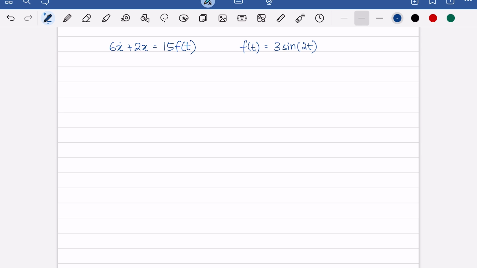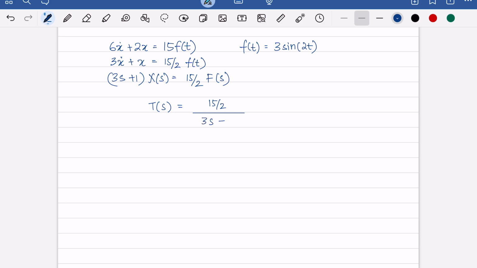General practice: it's always a good idea to convert to standard forms when you start using these laws and mathematical representations given to us by mathematicians before us, and we're just using their results. So in this case, the standard form would be 3x dot plus x is equal to 15 by 2 f of t. This term is the gain to the input, and it will feature in the transfer function. Now if you take the Laplace transform, you get 3s plus 1 times X of s is equal to 15 by 2 times F of s. Reminder that there is no initial condition, so we don't care about that. The transfer function is then T of s, which is X of s over F of s, giving 15 over 2 divided by 3s plus 1.